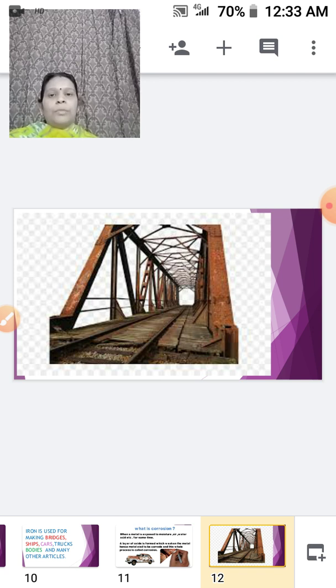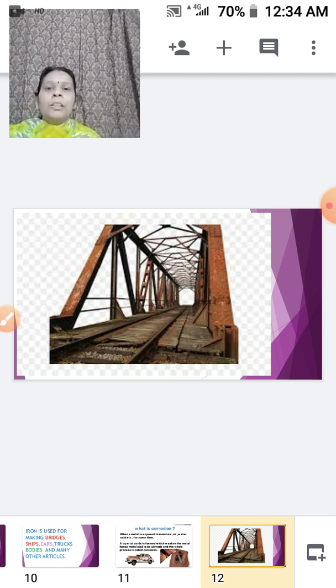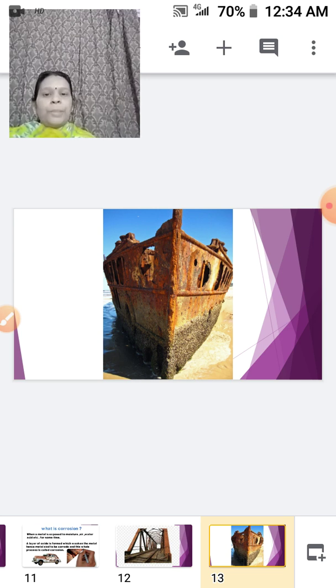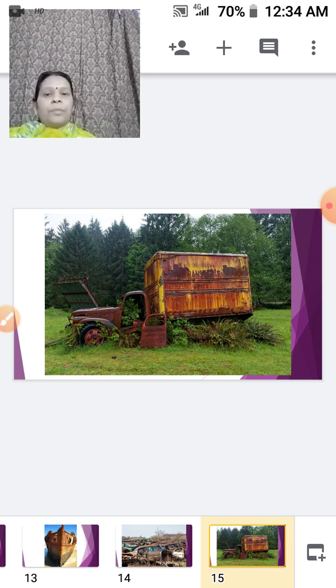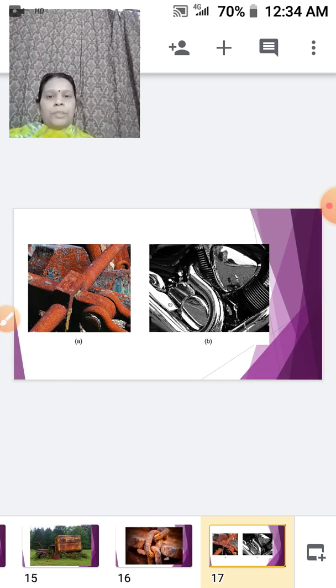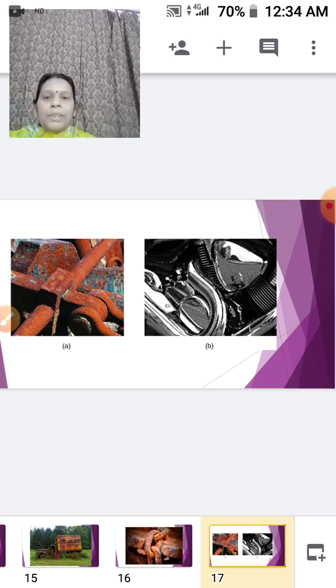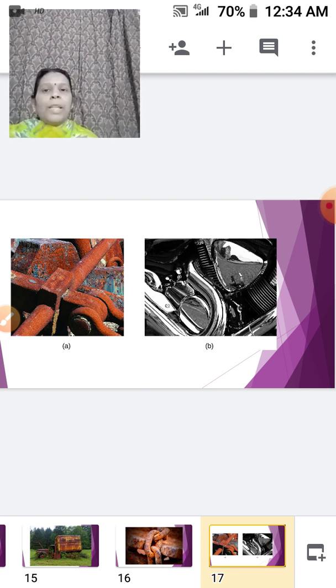Just now I talked about some of the iron articles, that was your bridges. So many of our bridges in the ancient time were made of iron, even today, but now they have been coated with many of the other metals and non-metals. This is your ship which got corroded, either rusted, the cars, and the bodies of your truck. Even the chain that we use, this is a part of, okay, that means your bike. Okay, so now on one side you can see that is your B part, you can see in the figure, that is not the rusted one, and A part of the bike came in contact with the air and moisture, it got rusted.